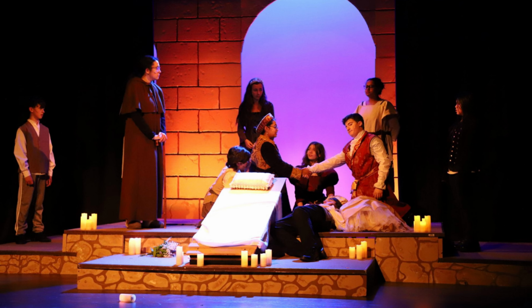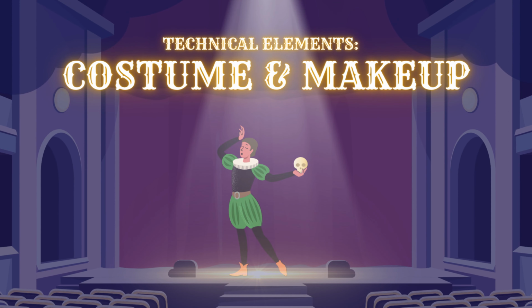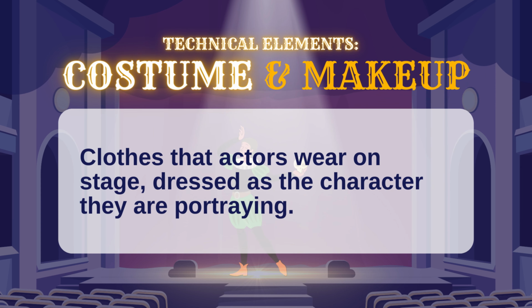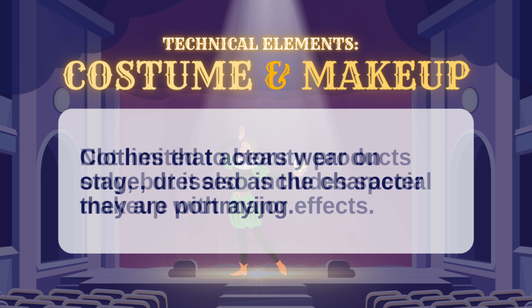Now let us move on to costume and makeup. First, let us tackle costume. Costumes are basically the clothes that actors wear on stage, dressed as the character they are portraying. So the characters on stage, of course, dress up according to their specific specifications. If the role of one is to become Elsa, then he or she is dressed up as Elsa. Now let us move on to makeup.